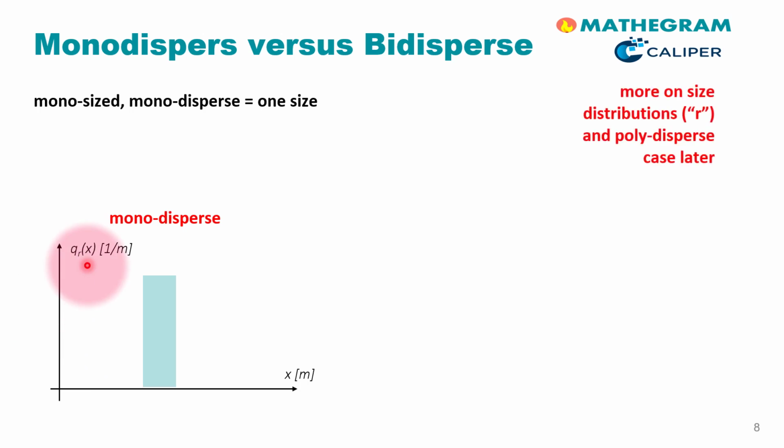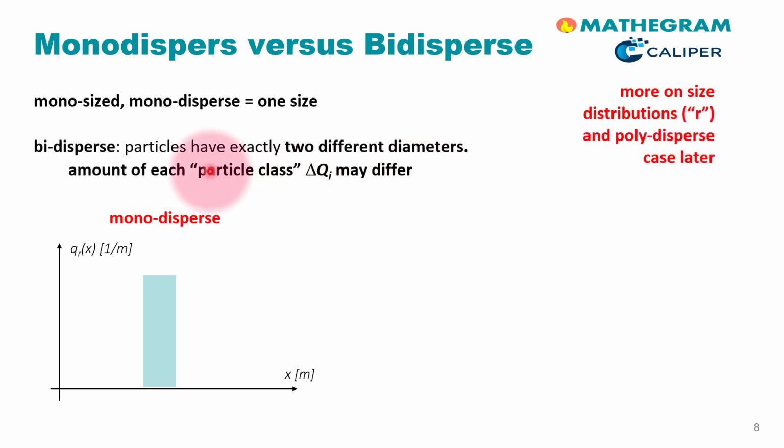Please note that more background on size distributions and on the meaning of Q and R in this plot will be provided very soon. Just be patient. Also, the wording polydisperse will be introduced soon.